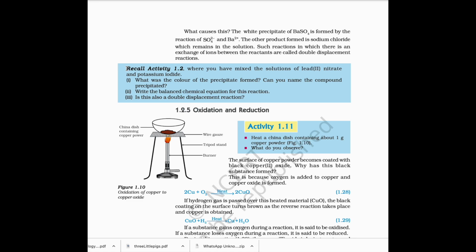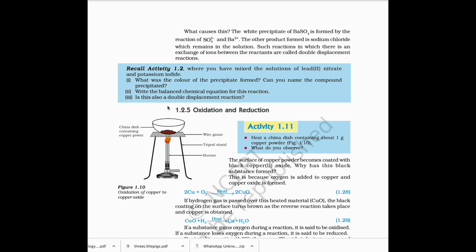Recall activity 1.2, where you have mixed the solutions of lead nitrate and potassium iodide. First, what was the color of the precipitate formed? Can you name the compound precipitated? Second, write the balanced chemical equation for this reaction. Third, is this also a double displacement reaction?